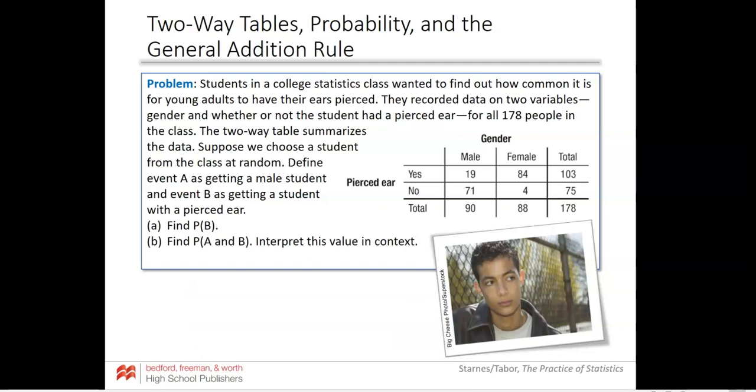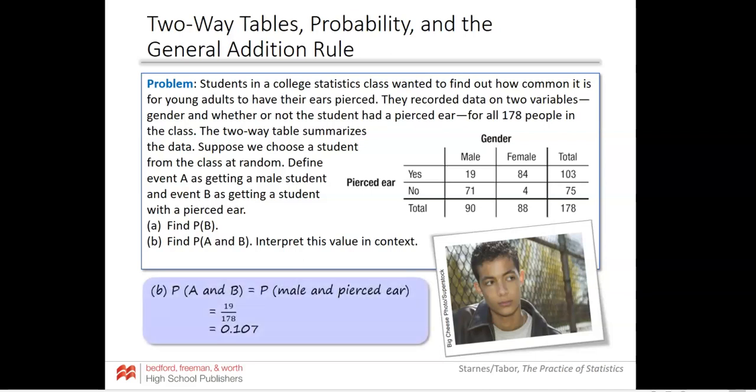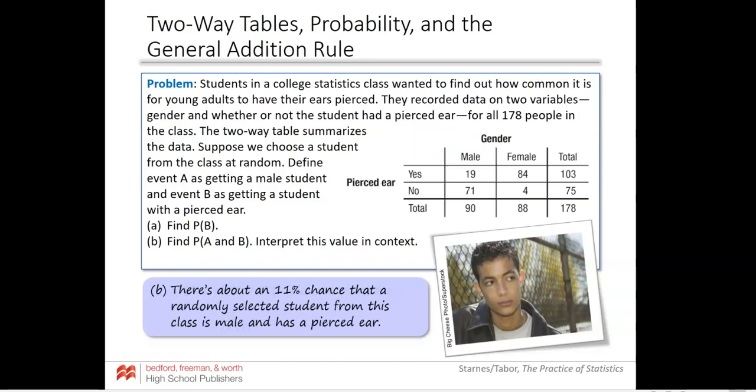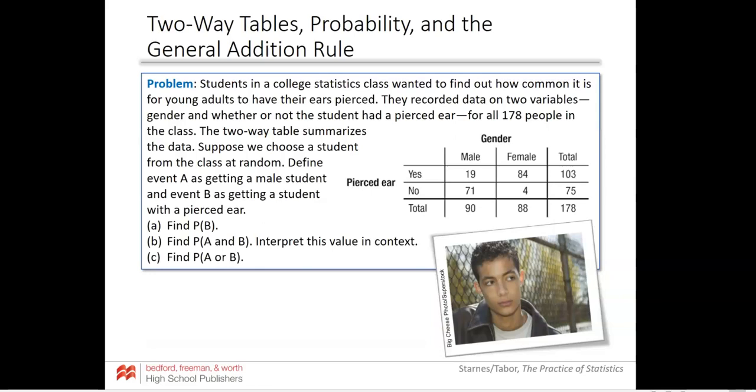What's part of A and B? Now both have to be true. So A is a male and B is pierced ear. So there are only 19 folks that fit that description. So it would be 19 over 178. Again, either form is okay, which is about 11% chance. Helps to kind of talk about percentages when you talk about the answer. The proportions don't always help you that much.